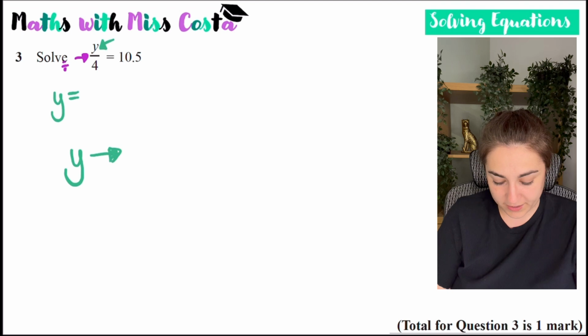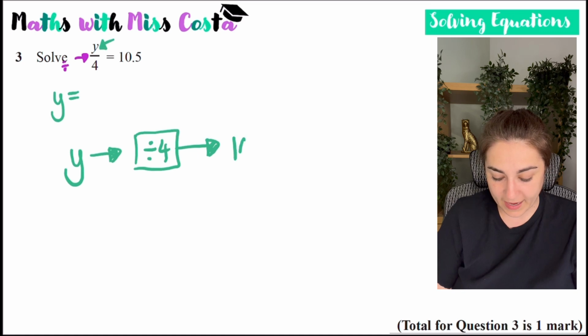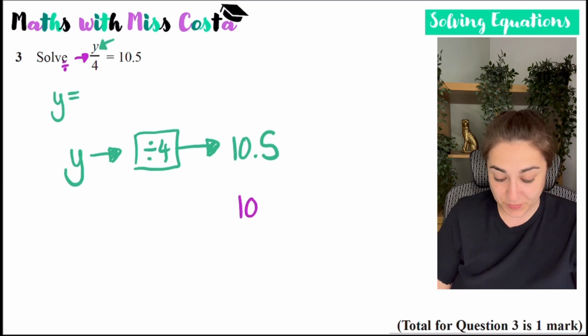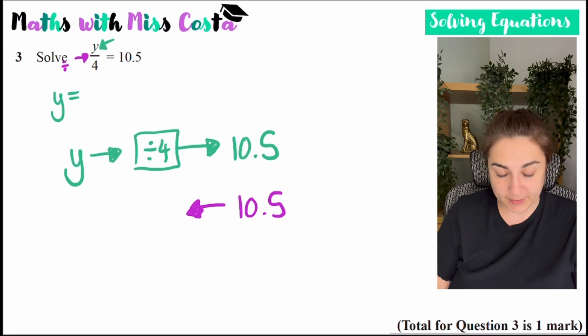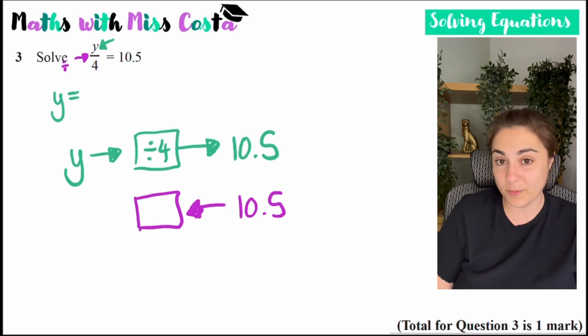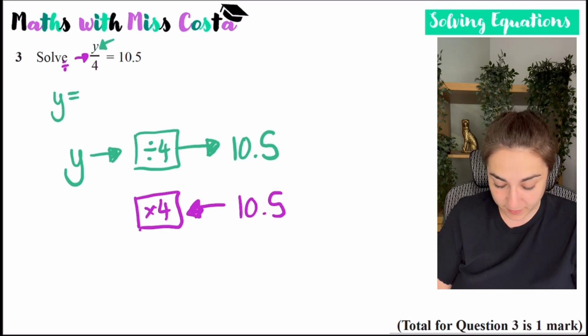So if I put y into a function machine, the first thing that would happen is that I'm going to divide it by 4, and what comes out, the output, would be 10.5. To figure out what y must have been, I can do the inverse, go backwards through the function machine. So I start with 10.5 and I have to do the opposite. The opposite or the inverse of dividing by 4 is timesing by 4.